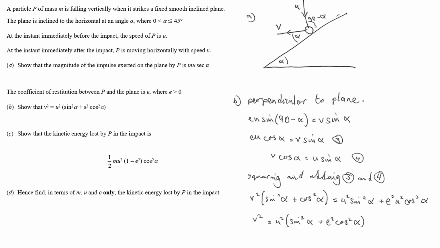And on equation 4, v squared cos squared alpha is equal to u squared sine squared alpha. And like I've done there, the sine squared plus cos squared is equal to 1. So you're left with v squared and what's on the other side. Okay. And I've factorized the u squared out.